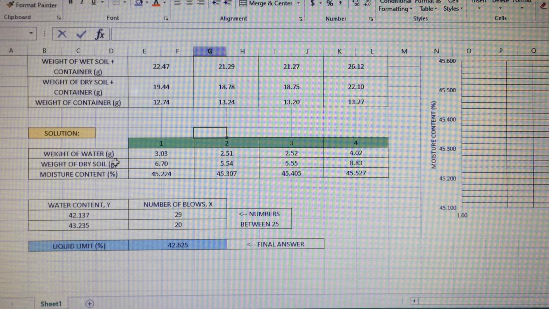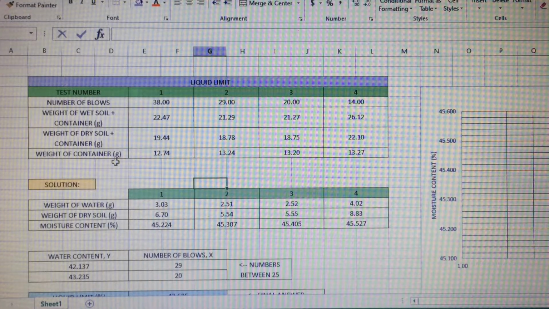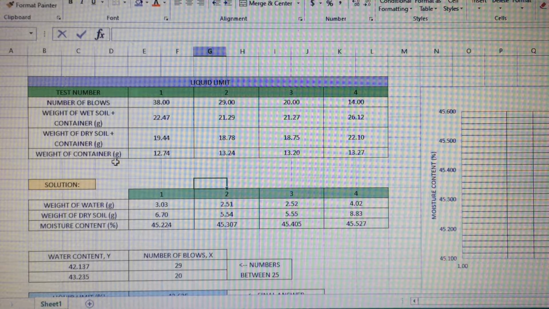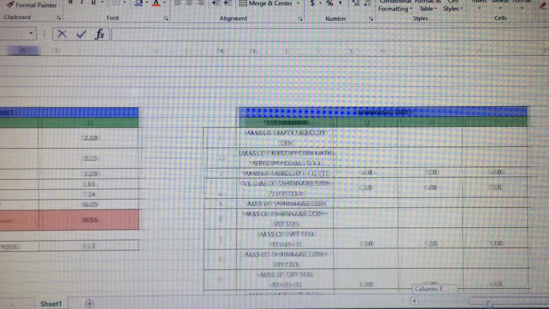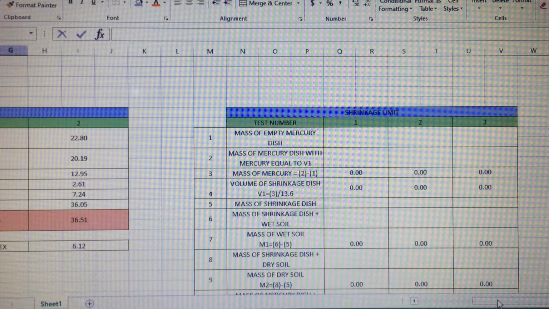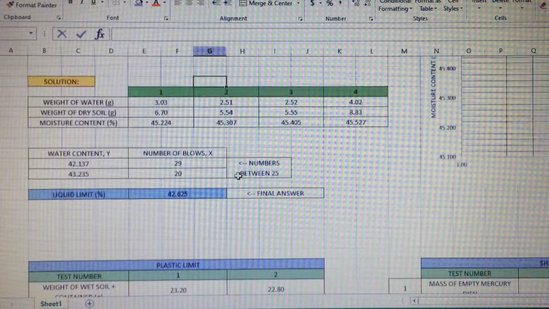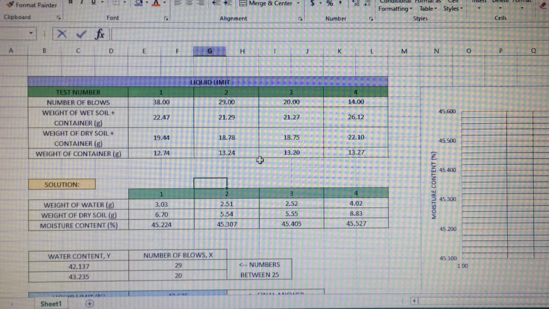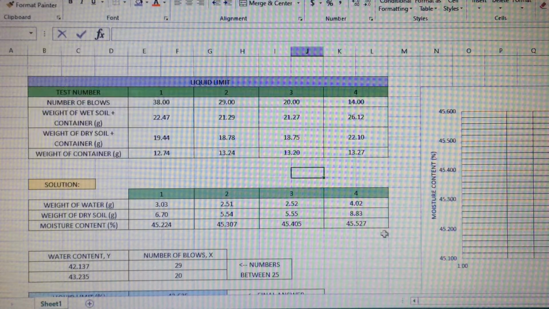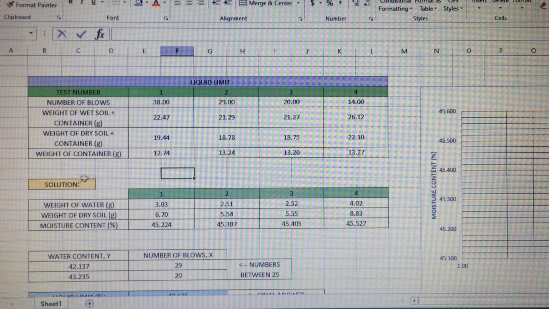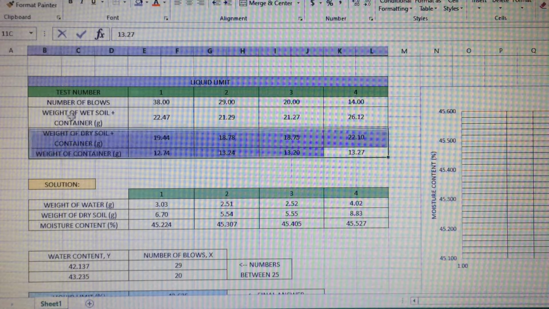So in this video, I am going to show how I built this Excel program in order to solve or get the values for the liquid limit, the plastic limit, and the shrinkage limit. As you can see here, the values I used are from the SIEVE, para ma-make sure na tama yung formulas na nalagay ko. So ayan. Again, these are already given.